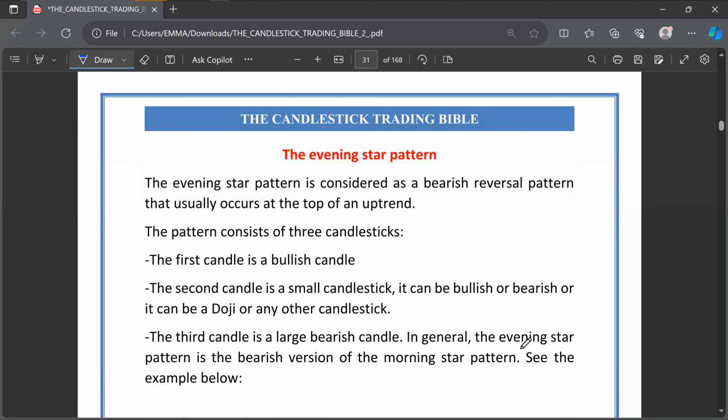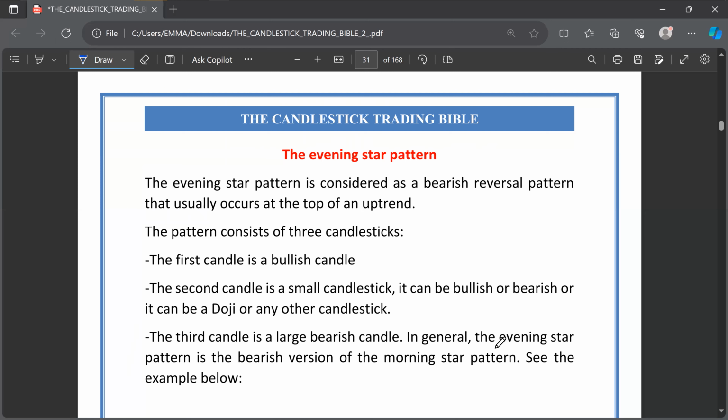Now we move to the evening star. In fact, whatever we have treated now is the exact opposite of this type of candlestick, right? So I don't think I should even treat that. Let's treat it anyway. Whatever we have learned from the morning star is the exact opposite for the evening star. So I will not even speak much.